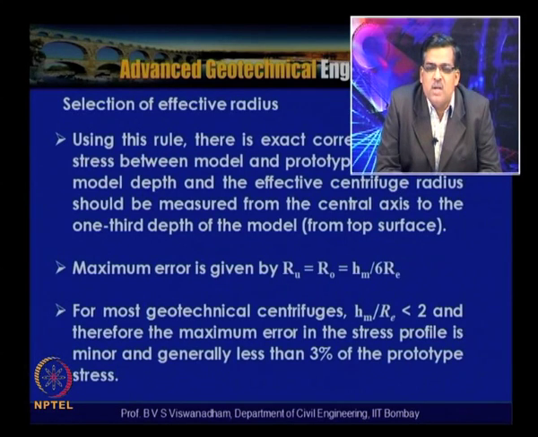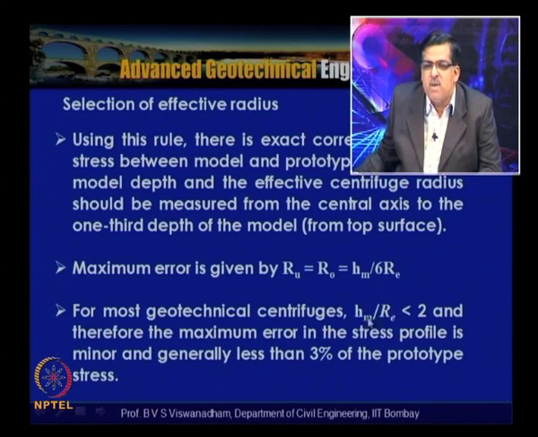Another thing is that the maximum error in the model is given by hm by 6Re. So the maximum error due to either under stress or over stress is given by hm by 6Re. For most geotechnical centrifuges, hm by Re is less than 0.2, and therefore the maximum error in the stress profile is minor. That means that if hm by Re is less than 0.2, then the maximum error in the stress profile is minor, generally less than 3% of the prototype stress.